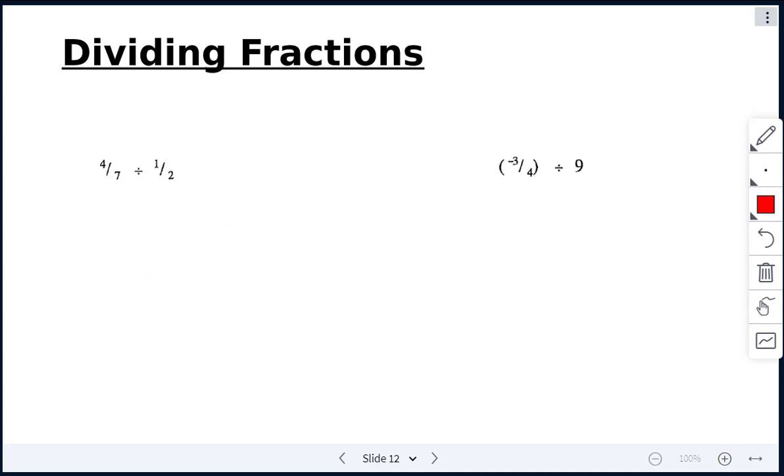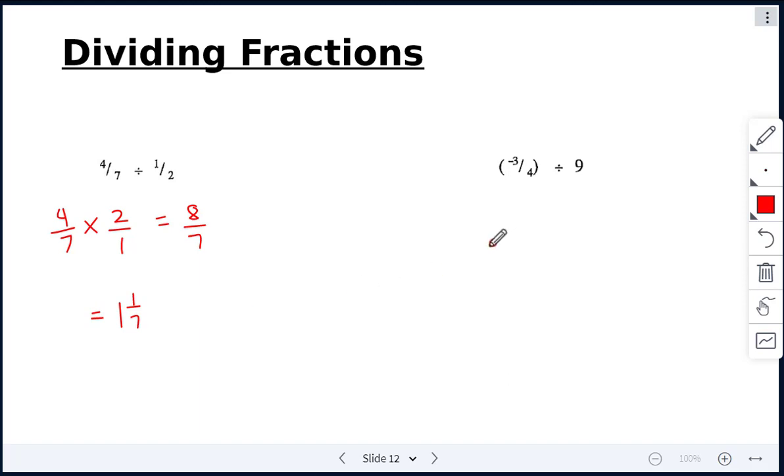Okay, so let's go through these last two examples. So first one, we have 4 over 7 divided by 1 over 2. So we have to multiply by the reciprocal of the divisor. So that becomes 2 over 1. And then multiply your numerators together. 4 times 2 gives me 8. Multiply the denominators together. 7 times 1 is 7. So I have 8 over 7, but that's improper. So I'm going to write it as a mixed, which will be 1 and 1/7.